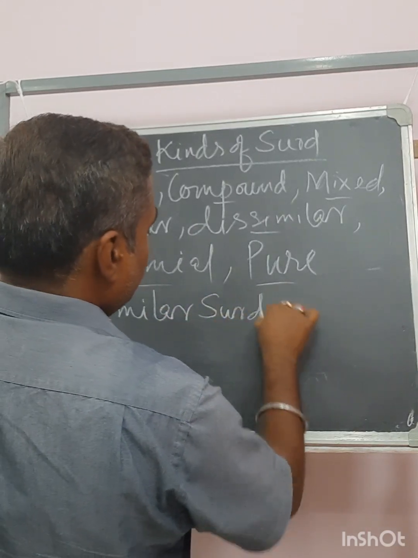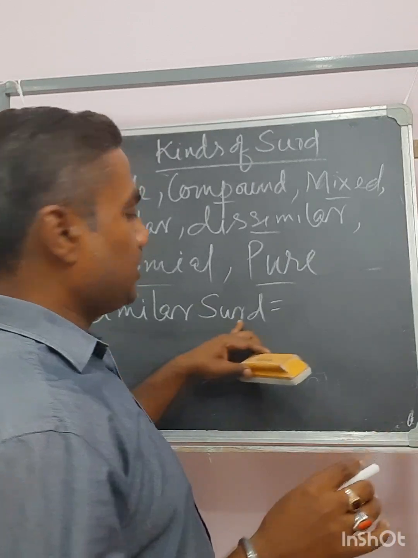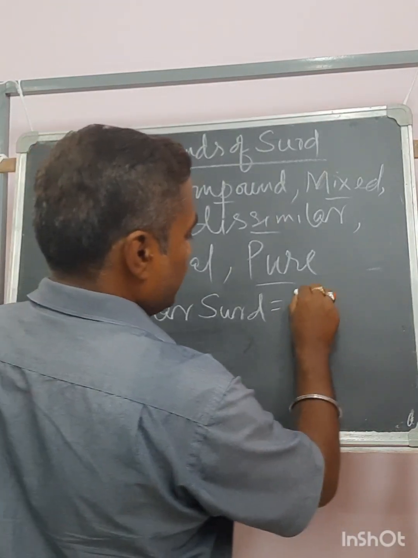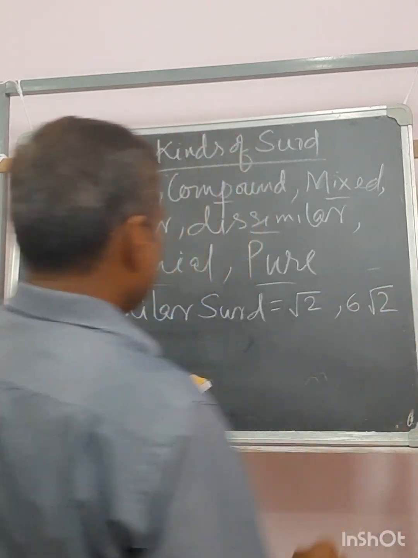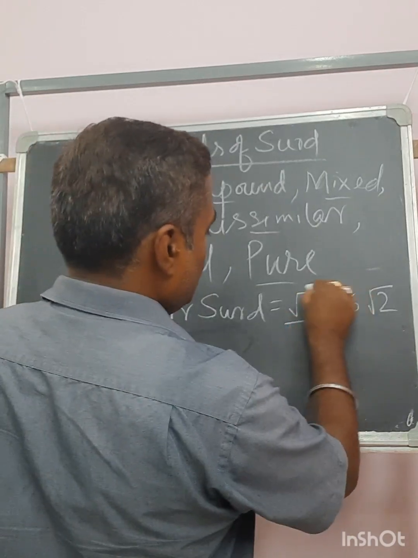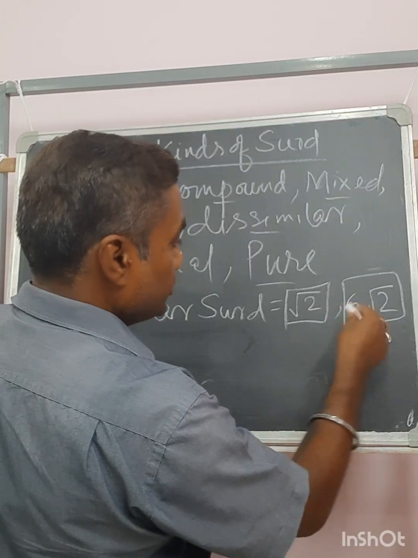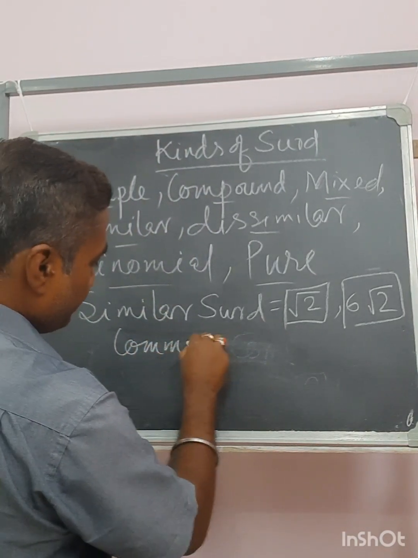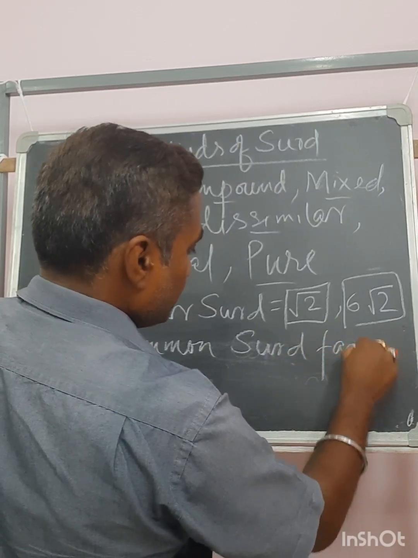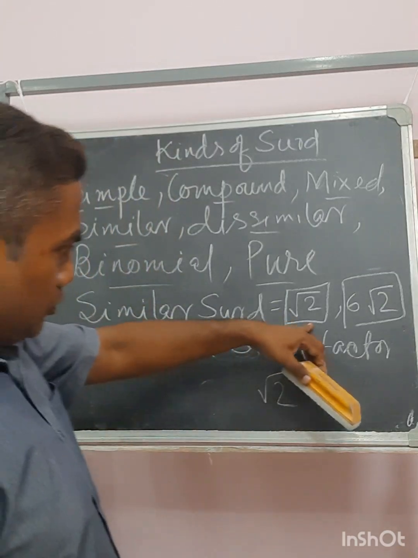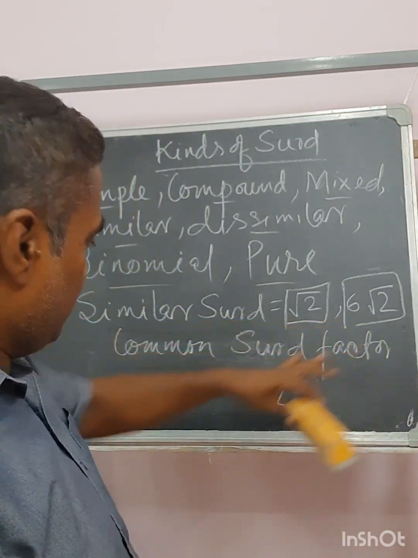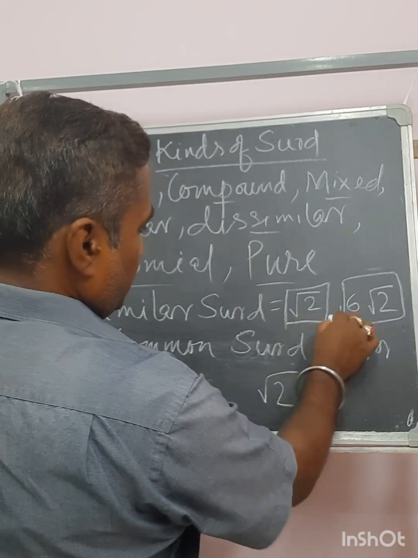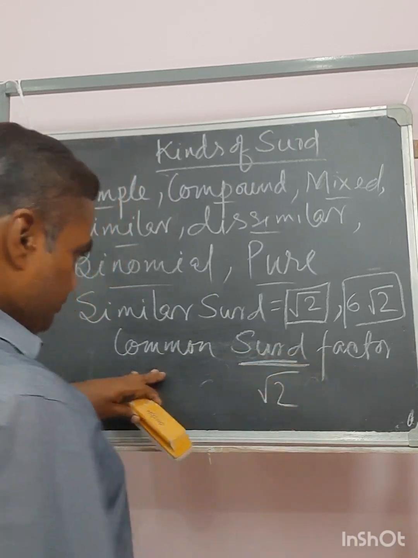For similar surd, you can understand that similar means you are comparing two surds together. To define it as similar: if it is like root 2 and 6 root 2, these are called similar surds. Why? Because root 2 and 6 root 2 have a common surd factor, here it is root 2. If such surds are there together in any sum, this may be defined as a similar surd, where these surds have a common surd factor, root 2.